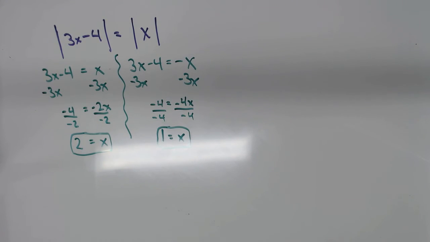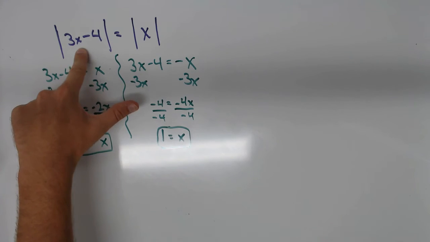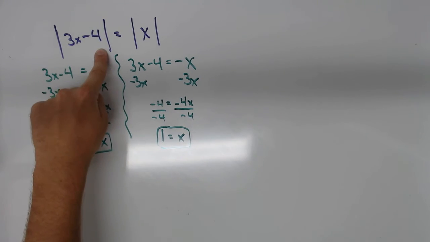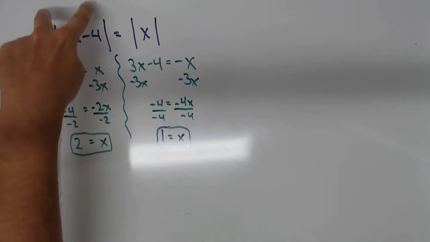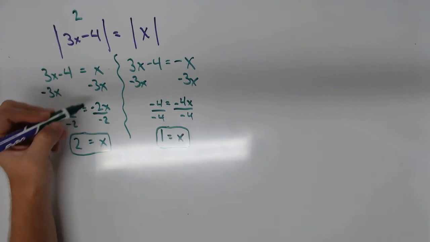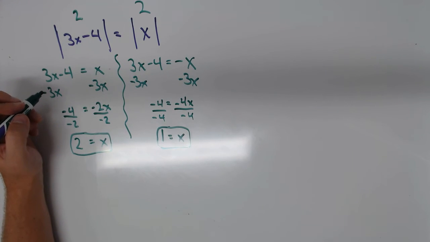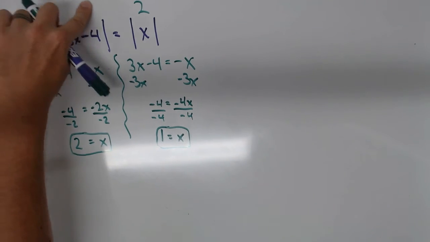All right, now let's take a look and see if that made sense. So if I plug 2 in, 3 times 2 is 6. 6 minus 4 is 2. The absolute value makes it a 2. And if I plug 2 in for x over here, I hope that's obvious. Absolute value of 2 is 2. That one checked out. Let's check our other number.